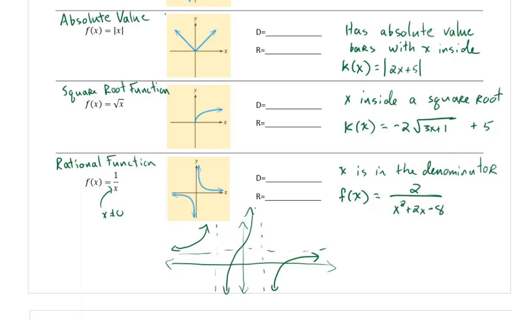The good news is we're not graphing these in this class. I want you to be able to recognize them. So if I give you a rational function, you can say, hey, that's a rational function. Or if you see a graph of a rational function, you can say, hey, that's the graph of a rational function. But coming up with the graphs ourselves is beyond the scope of this course. But they're cool.